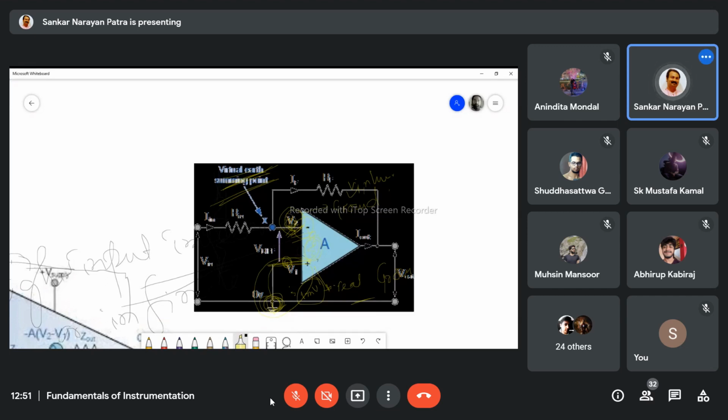So the voltage difference between these two terminals after the summing point, VD, is 0. After the summing point, the voltage difference between V1 and V2, that is VD, is 0. So if V1 is grounded, then V2 will be grounded, and V2 will be called virtual ground.